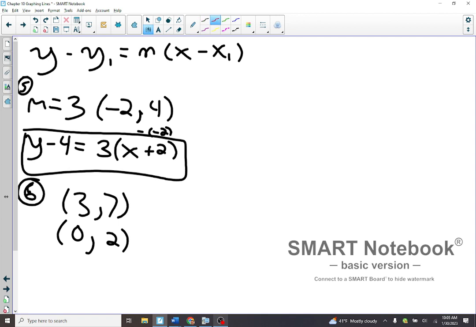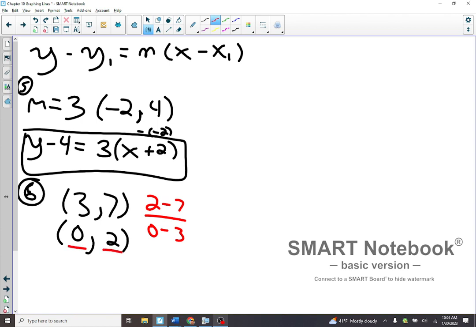We need the m, so we're looking for m. m equals y2 minus y1 over x2 minus x1. We're going to do that formula to find the slope. So 2 minus 7 over 0 minus 3. Remember, be consistent. If you call this one y2, you have to call this one x2.